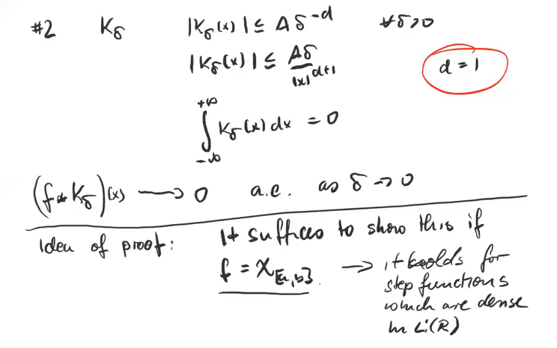We wrote it this way, L sub 1 of R. So characteristic functions are sufficient. Everyone agrees with that? Because the rest comes from a density argument.